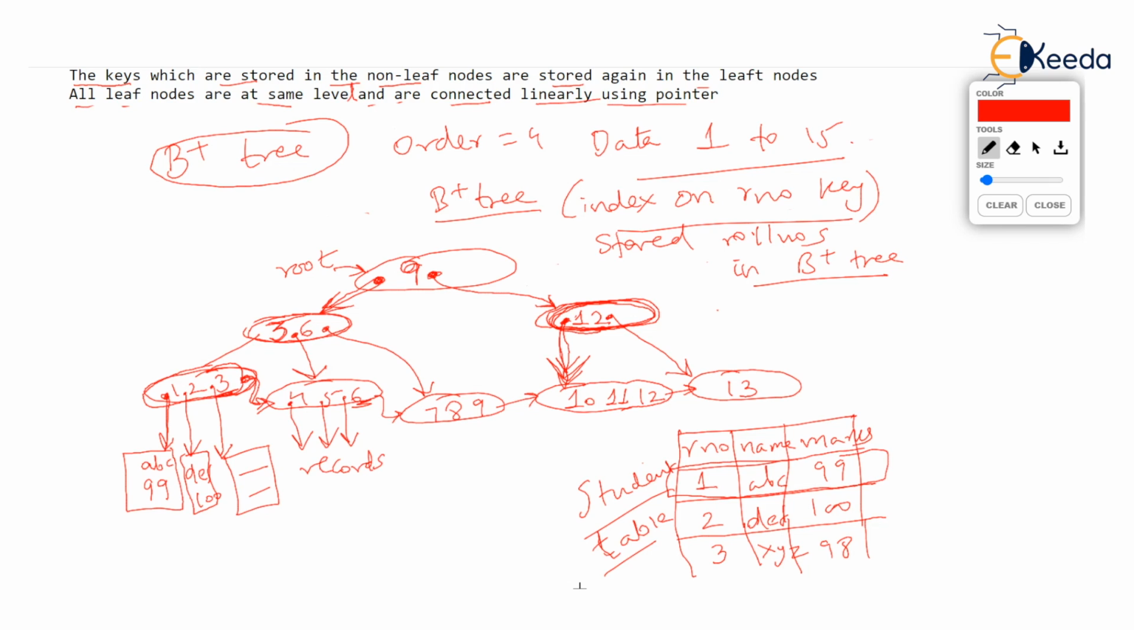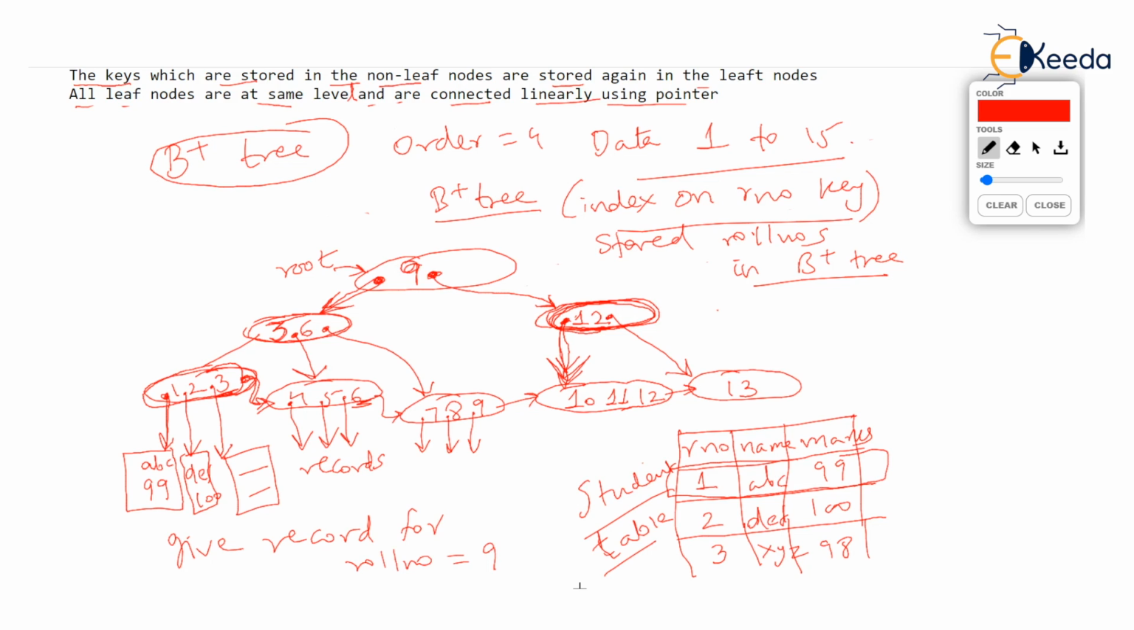Suppose you just imagine all these pointers in the leaf point to their records. So imagine in the database management system, we write a query and we tell our DBMS, give us the record for roll number equal to 9, suppose.